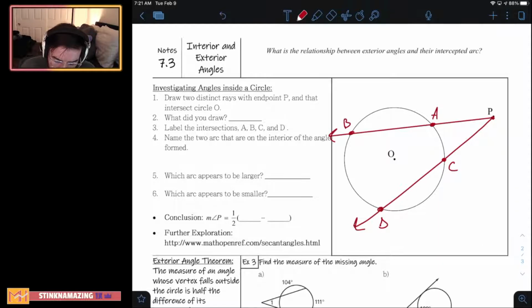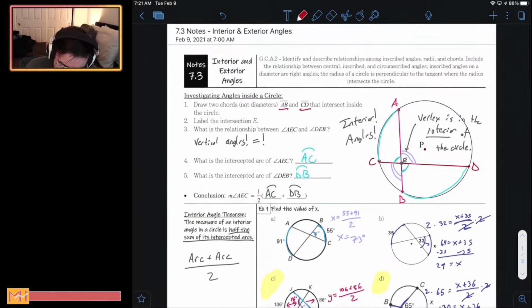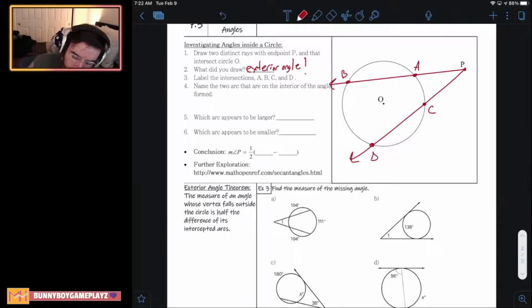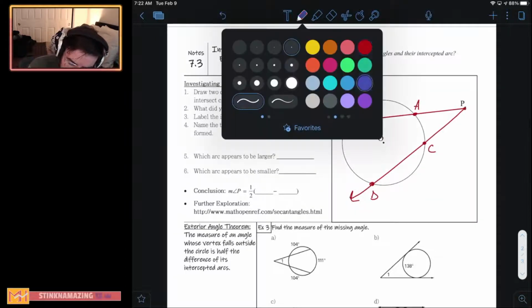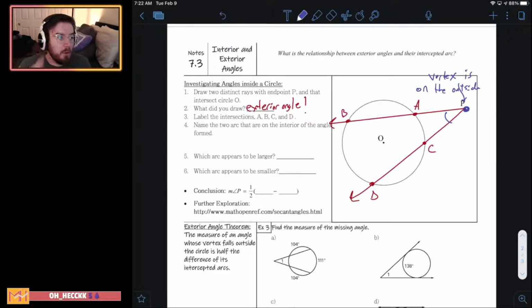What did you draw? We drew an exterior angle. Did I skip that question in the top? No. We drew an exterior angle. Okay, so how is this an exterior angle? How is this angle right here exterior? Because the vertex is on the outside.